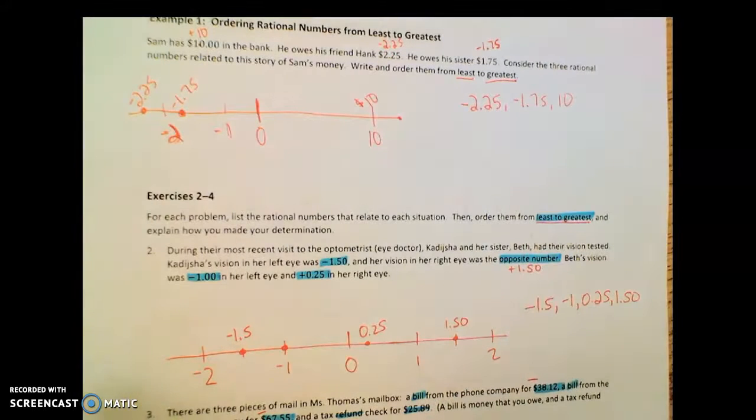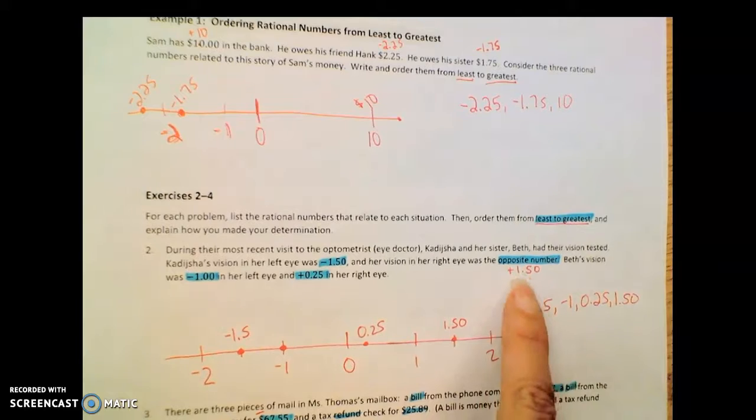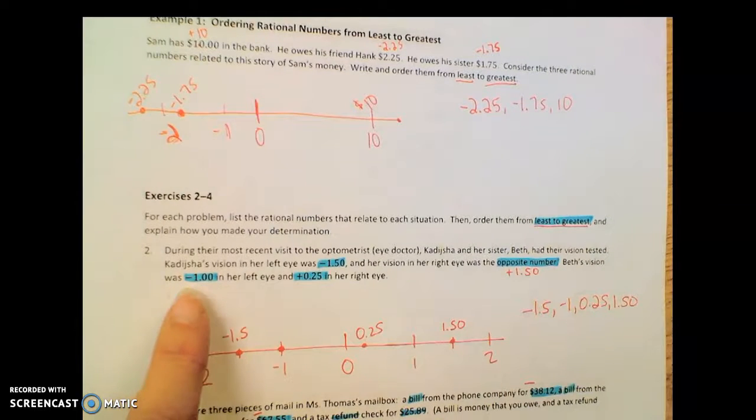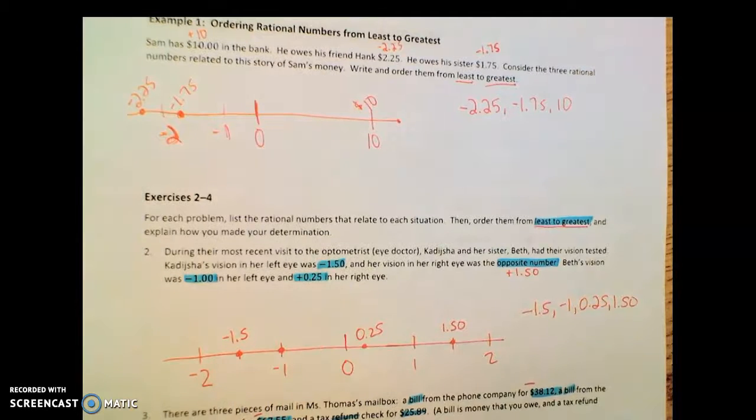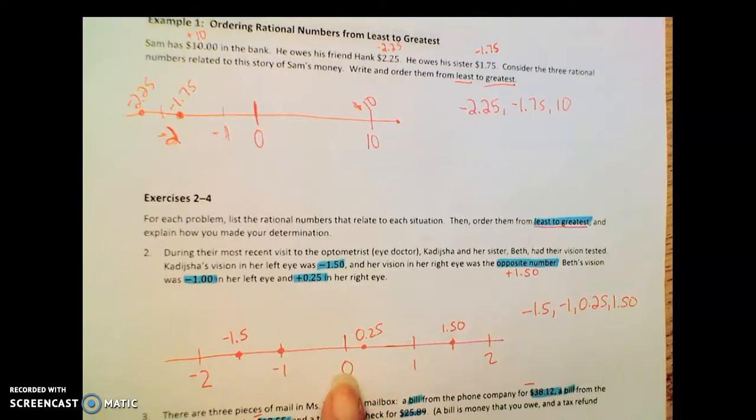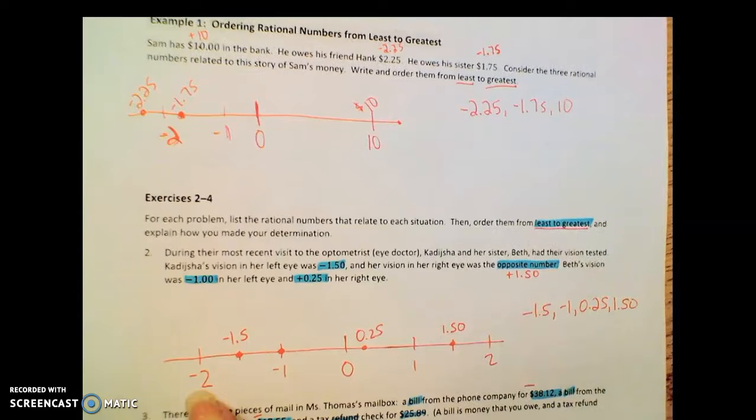I asked you to put a number line, and it just needed to be a rough sketch of each one. So here we had to do a negative 1.5 and the opposite, which would be a positive 1.5. Then we had to do a negative 1 and a positive 0.25. Since I had positives and negatives, I placed 0 in the middle. And then I did some benchmarks of negative 1 and negative 2.